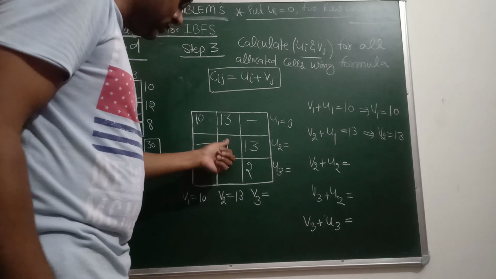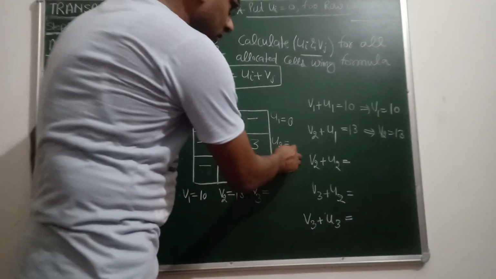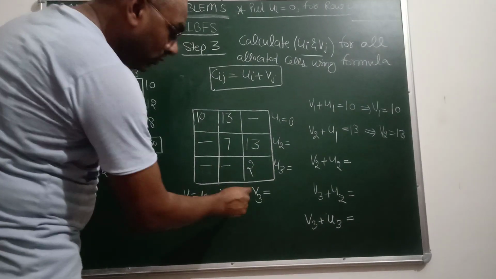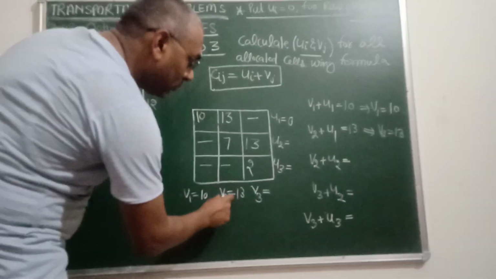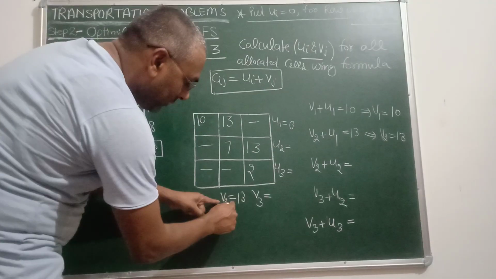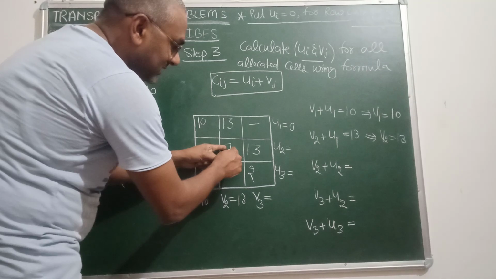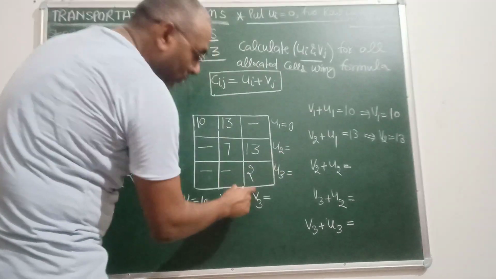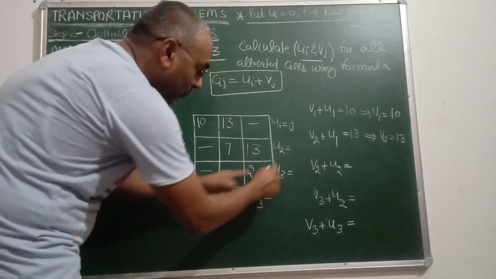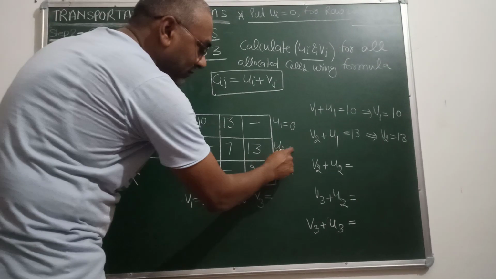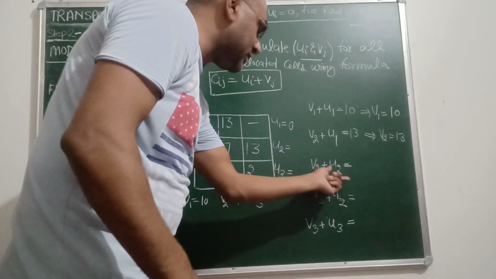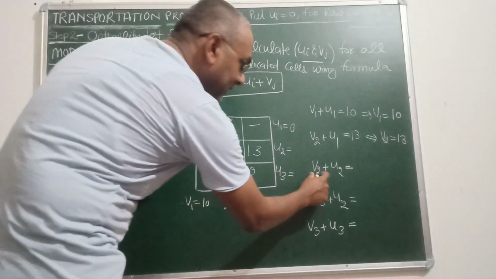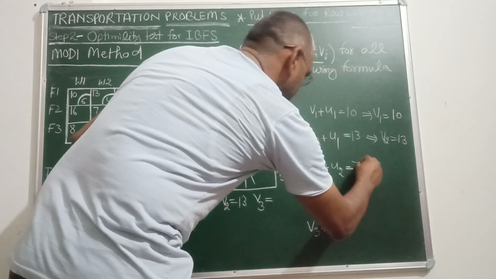Now moving to the next step, as u2 is still unknown, now we will use v2 and u2. Okay, now v2 is 13, Cij is 7 and u2 is unknown. So if we use the formula v2 plus u2 is equal to 7, we can find the value of u2. Now v2 is 13, plus u2, and this is equal to 7.